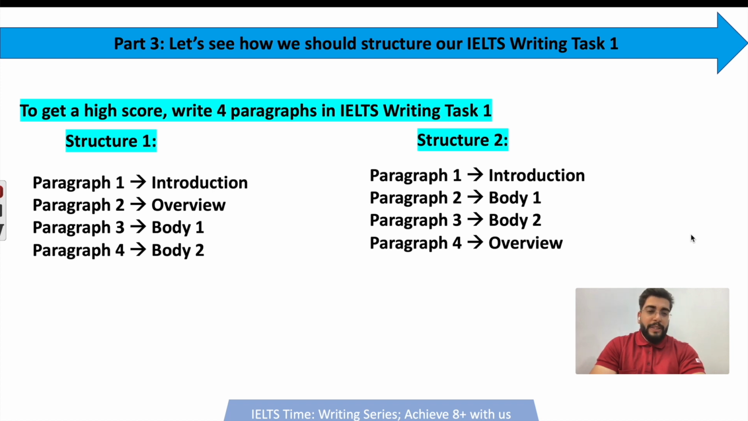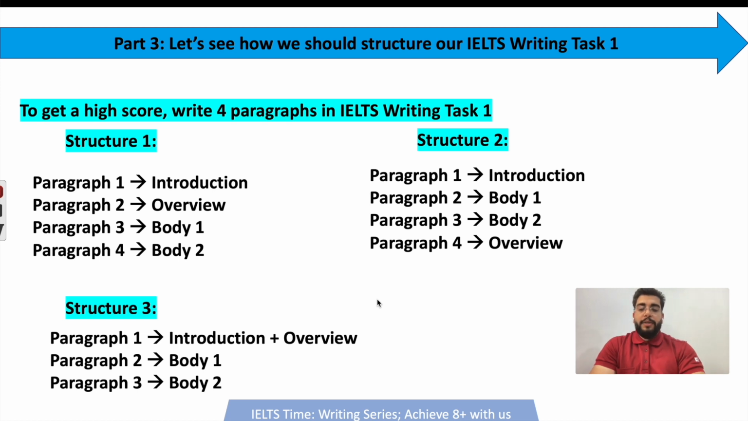They usually say that we can't think of an overview at the very beginning because it's confusing for us. So it's absolutely okay. You can first write the bodies, and then based on the bodies, write your overview at the end. We also have another structure, and that's the last one, structure 3. So you can attach your overview to the introduction. So you write introduction and overview at the same time in paragraph 1, and then you go for body 1 in paragraph 2 and body 2 in paragraph 3. We can't say that one is better than another. It's all up to you. As long as you're writing in paragraphs, everything is fine.